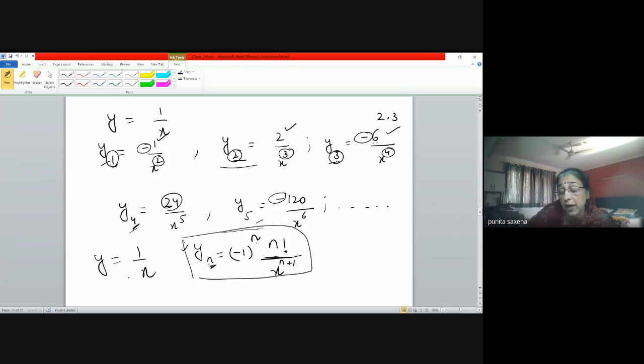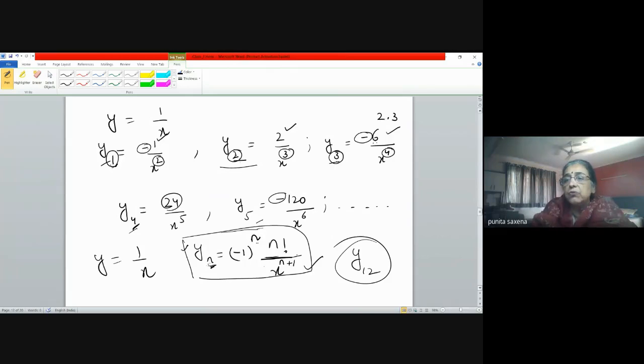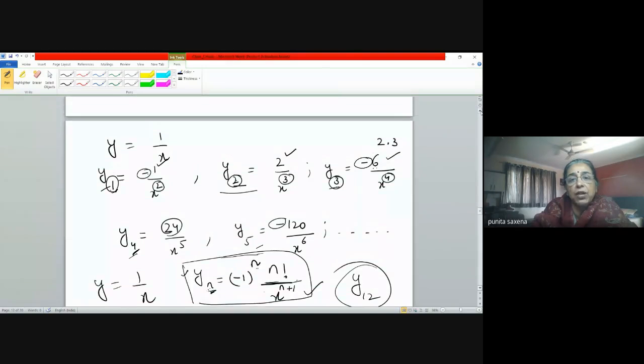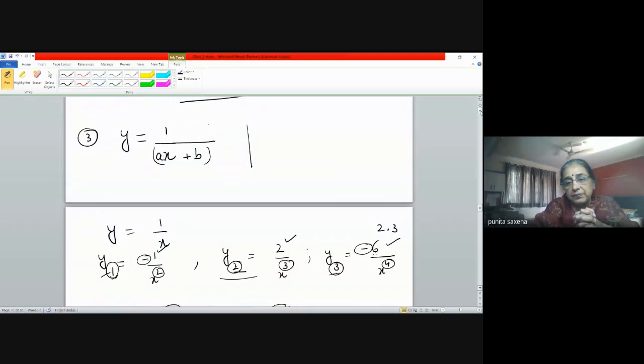So if somebody says for y equal to 1 by x, find y12, what you have to do is simply replace n by 12 here and you have the answer. Is this okay? Yes, ma'am. Okay, so now as a homework, try to generalize the formula for 1 upon ax plus b.